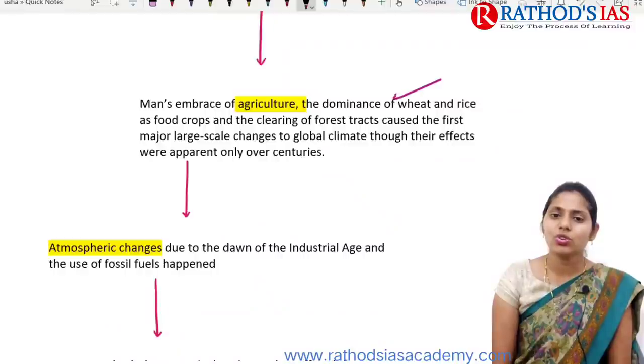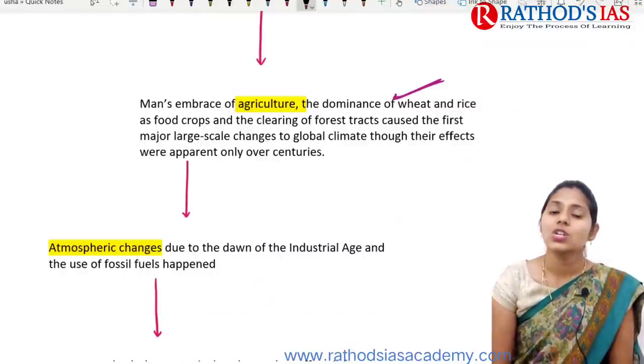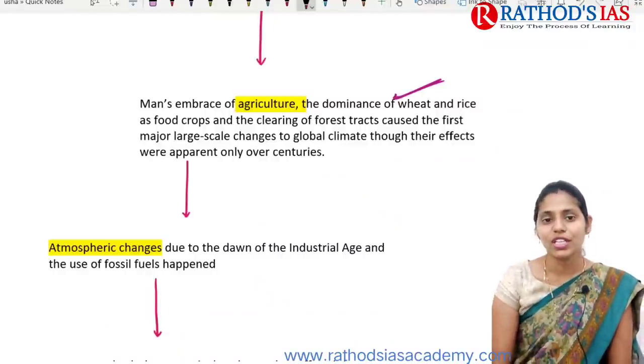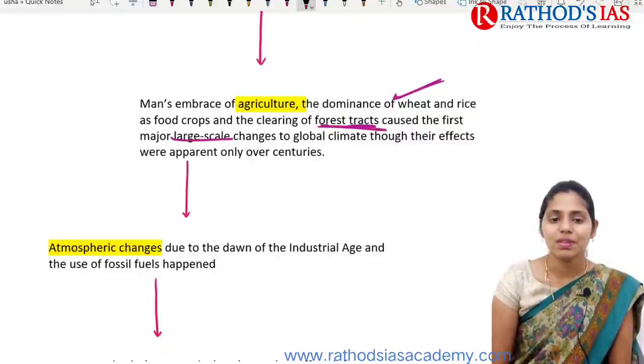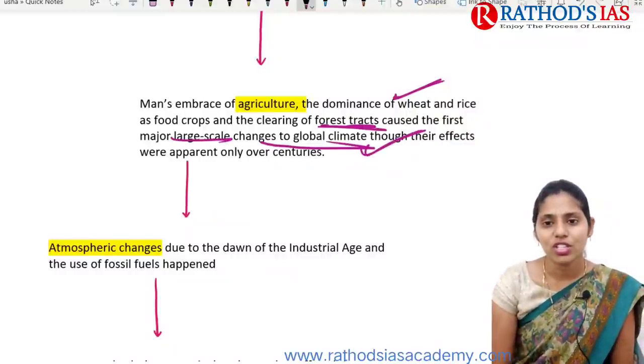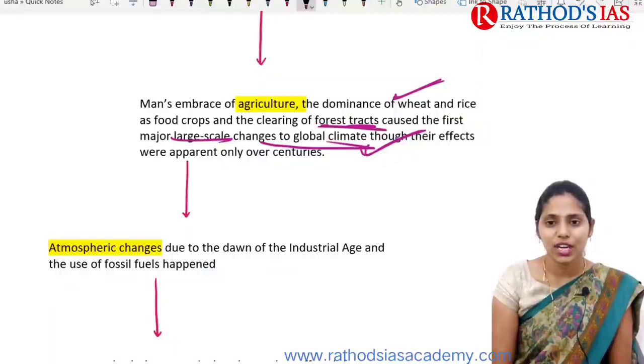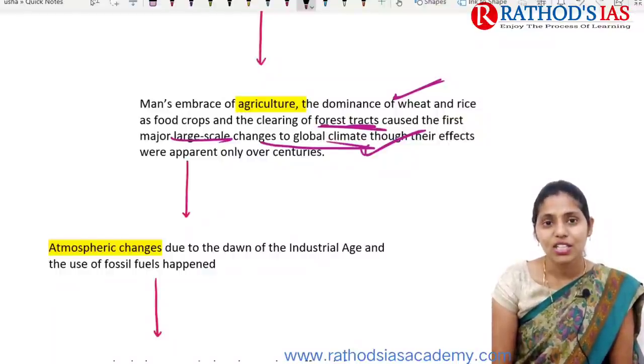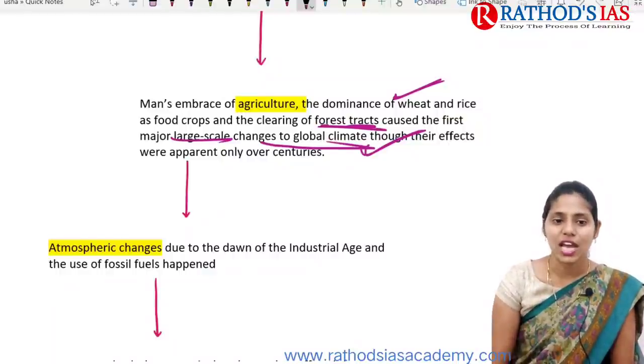Whenever we want to increase our cultivation and ensure food security, clearing of forest tracts is happening, and large scale changes to the global climate are happening because of this clearing of forest, or deforestation. Whenever we go for deforestation, for the clearing of lands, that has a negative impact on climate change as well.